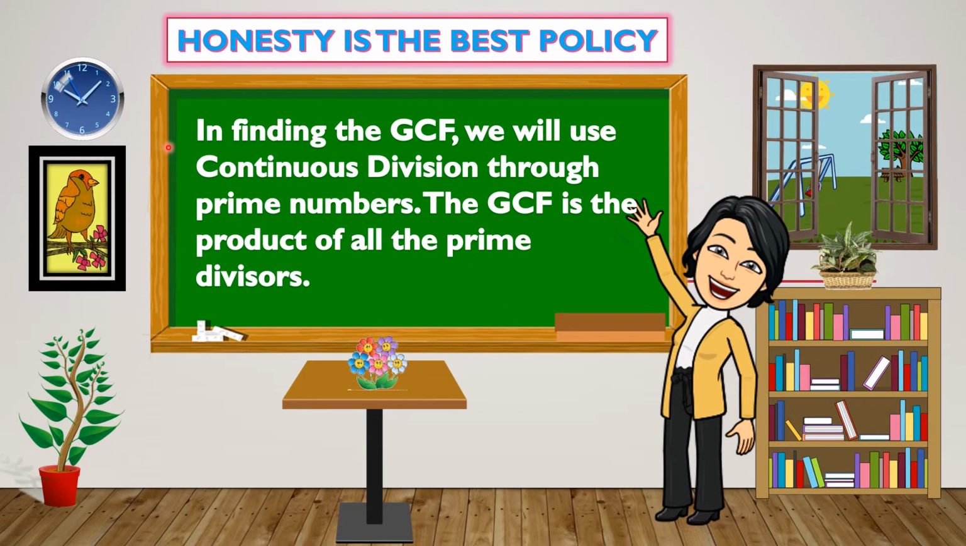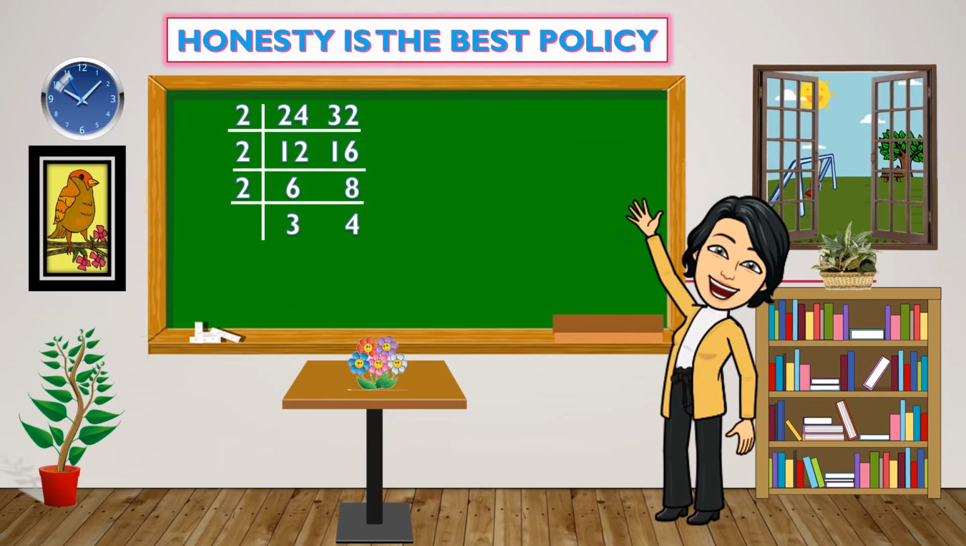In finding the GCF, we will use continuous division through prime numbers. The GCF is the product of all the prime divisors. To find the GCF of 24 and 32, let us think of a prime divisor. Since 24 and 32 are divisible by 2, we use it.